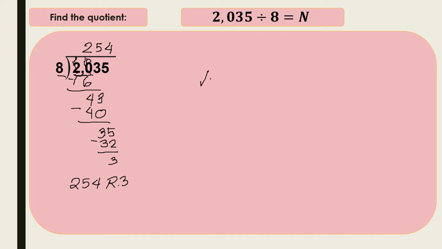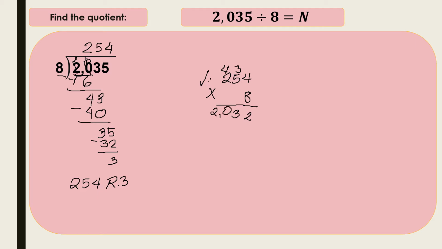So how do we check that? You multiply the quotient first by its divisor. Same procedure. 4 times 8 equals 32. 5 times 8 is 40 plus 3, that is 43. And then 8 times 2 equals 16 plus 4 equals 20.